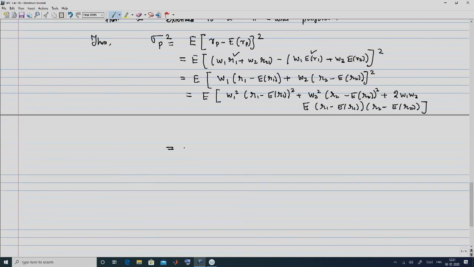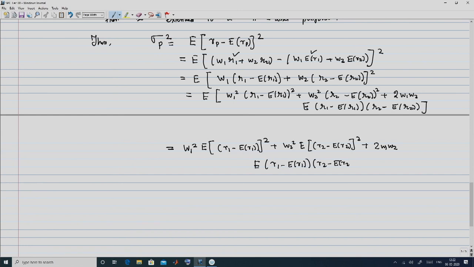So, I can now make use of the linearity property of expectation. So, this becomes W1 square into E of (R1 minus E of R1) square plus W2 square into expectation of (R2 minus E of R2) square plus twice W1 W2 into E of (R1 minus E of R1) into (R2 minus E of R2). Now, observe that this is sigma 1 square, this is sigma 2 square, and this is the covariance of 1 and 2. So, this becomes W1 square sigma 1 square plus the second term becomes W2 square sigma 2 square, and the third term becomes twice W1 W2 into sigma 1 2, which is the covariance of returns of asset 1 and 2.